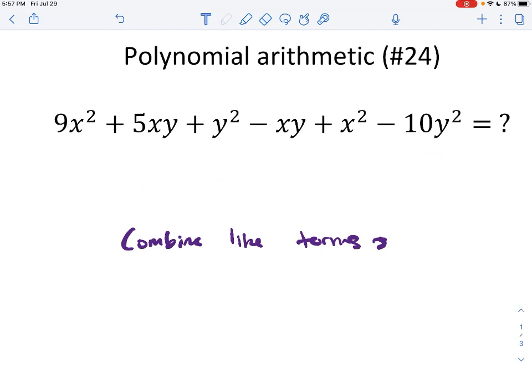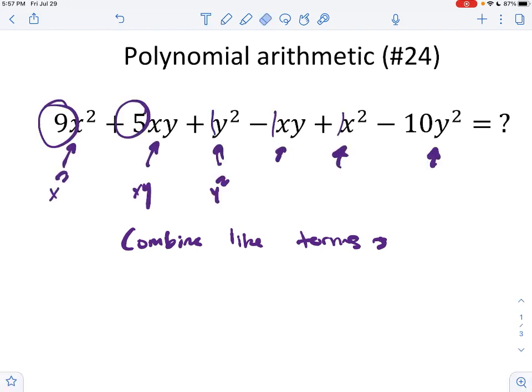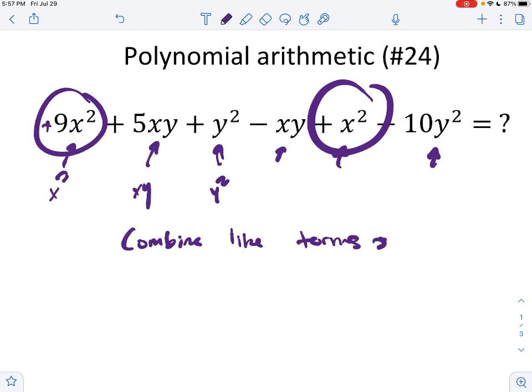So you have to take it bit by bit. Let's start with the x squared only. You can only add the x squared to other x squared terms. So we have a positive 9x squared with a positive x squared. I can add those two together because they have the same variable, the variable being the x squared.